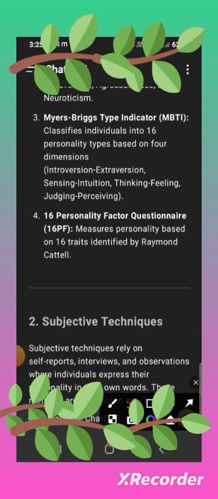Advantages of objective techniques: reliable and scientifically validated, quick to administer and easy to score, useful in educational, corporate and clinical settings. Disadvantages of objective techniques: can be manipulated, people may give socially desirable answers, lacks depth in exploring unconscious thoughts and emotions.